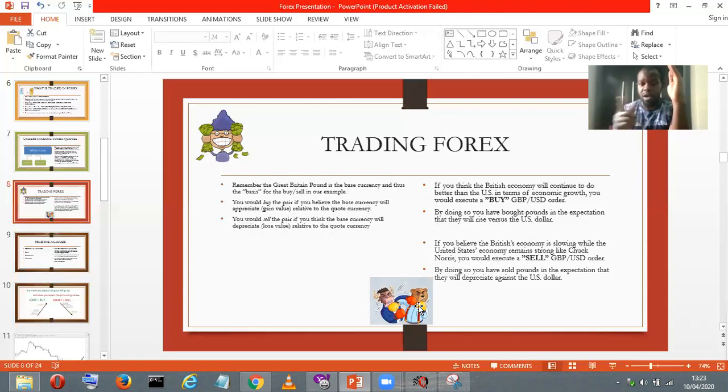Remember, the stronger an economy is, the stronger their currency is. So immediately that information comes out, now the US dollar is stronger. So what does it mean? Instead of buying, now it starts selling. You will remember it was bullish, it was a buying market, but now it is a bearish market.